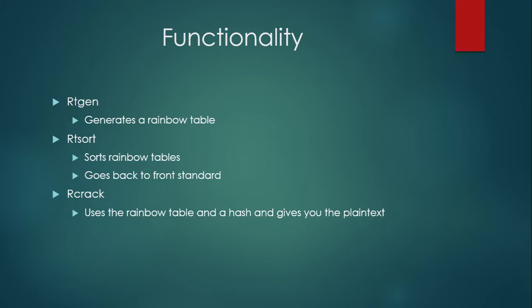RTSort sorts the rainbow tables, obviously. And for each one of these three functions, you have to pass in your rainbow table or set of rainbow tables. The interesting thing about the sort is it goes back to front by standard. I don't know exactly what the deal is with that, but it said specifically that if you want it to go forward to backwards, you have to do it differently. But RCrack, which is the one that you're going to use, worked fine going back to front, so I'm assuming that's the correct one. And that uses the rainbow table and a hash, or the rainbow table and a list of hashes, and provides you back with the plain text.